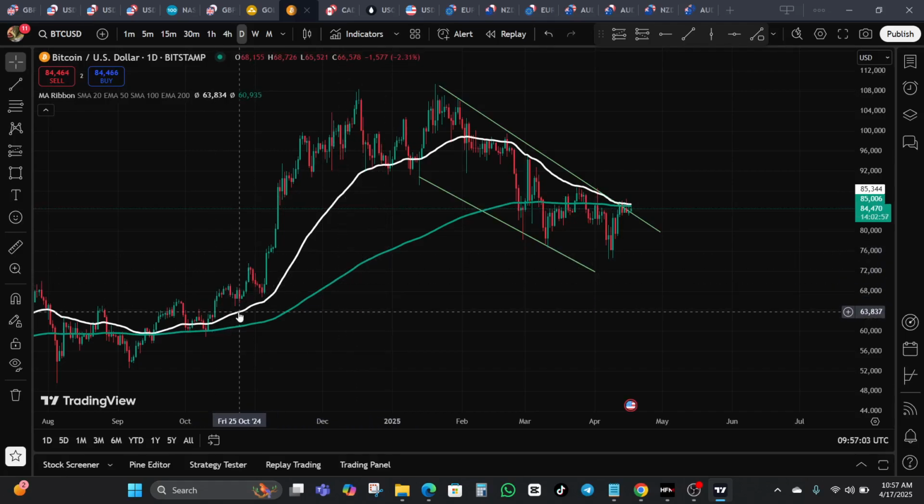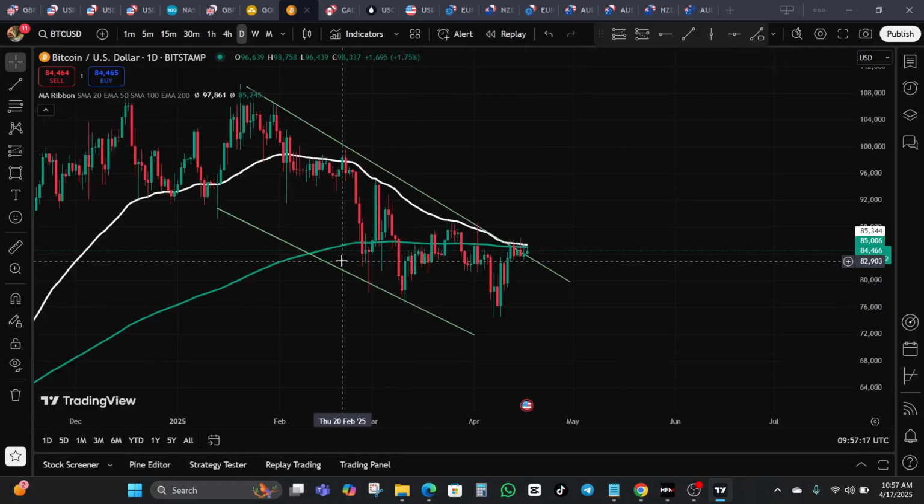Basically, if the 50 is above the 200, it is bullish, and vice versa for bearish trends. Now, the next thing is to mark key levels. You plot your support and resistance zones.